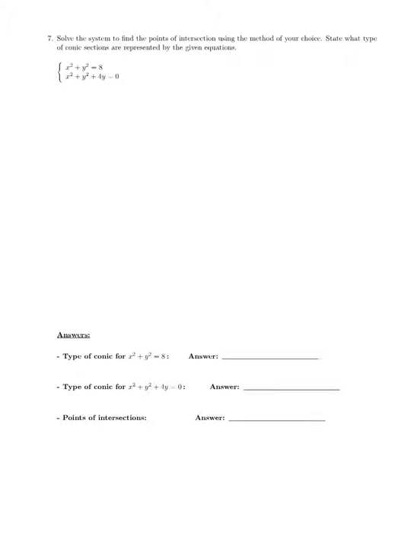Number 7, solve the system to find the points of intersection using the method of your choice. State what type of conic sections are represented by the given equations. Alright, so let's take a look at the first one. X squared plus y squared equals 8. That's nothing but an equation of a circle centered at 0, 0, and the radius is the square root of 8, which is 2 root 2.